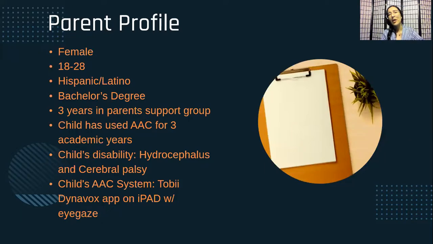So basically what this means is that the child's primary mode of communication is using their eyes. So if you can imagine an iPad-like, tablet-like device, what this child does is, through the movement of their eyes, choose the icons or words that they wish to say.